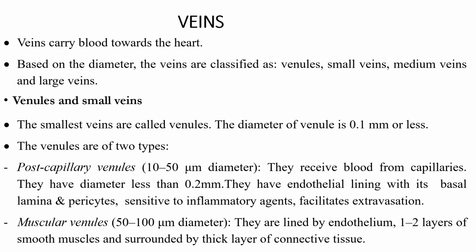Post capillary venules, their diameter is 10 to 50 micrometer, and they receive blood from the capillaries. Their diameter is less than 0.2 millimeter. They have endothelial lining resting on the basement membrane with few pericytes, and it is sensitive to inflammatory agents and it facilitates extravasation. Then the second type of venule is muscular venule.